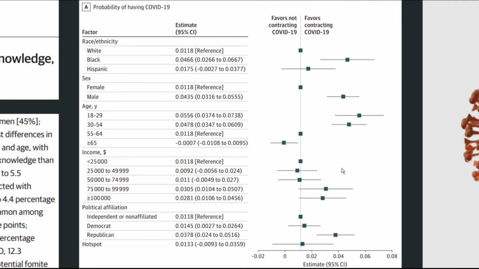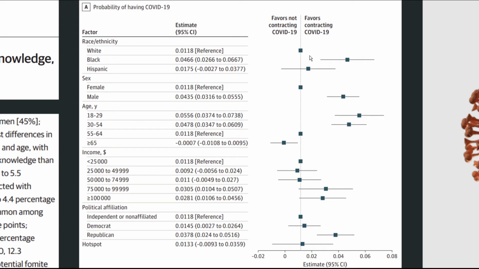This is the same paper, and this is a way that they've actually shown it using what's called a forest plot. So you can see that, for example, this is the probability of having COVID-19. We've got white people being the reference. This is from the USA. Now, black people have a higher probability of having COVID-19. And you can see that the estimate is this little dot here, and this line, the whiskers on each side, provide the 95% confidence interval. And that tells you down the bottom that it is, in fact, a 95% confidence interval.